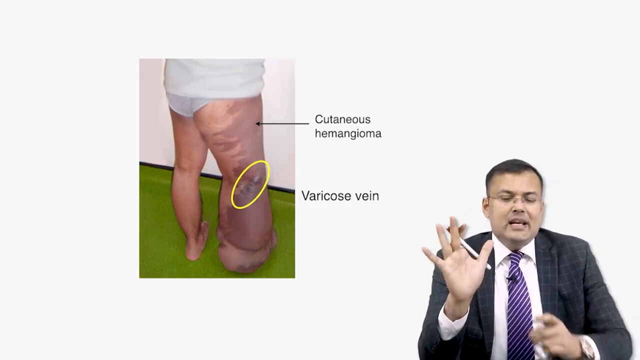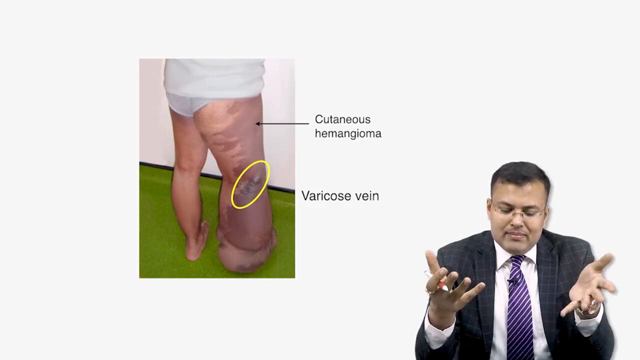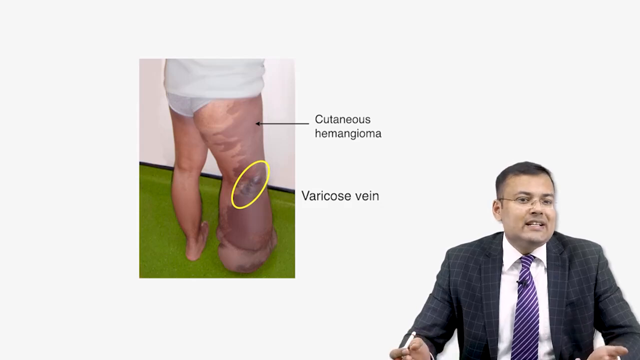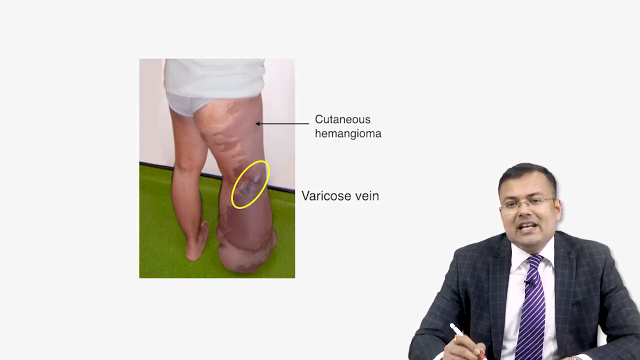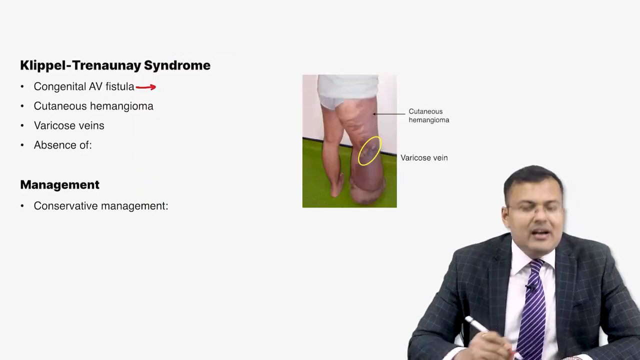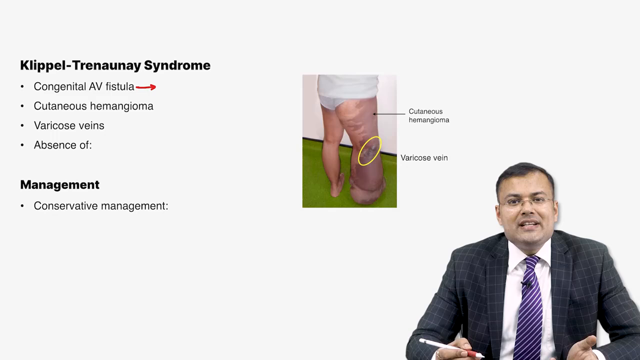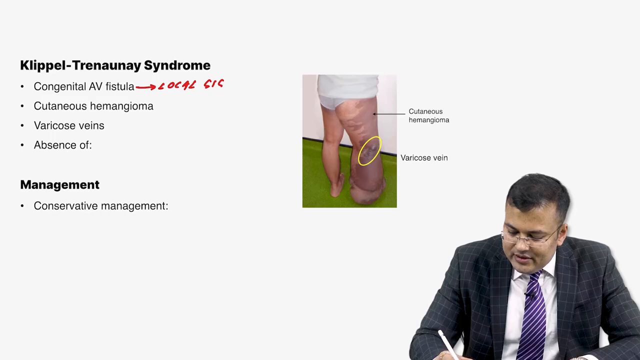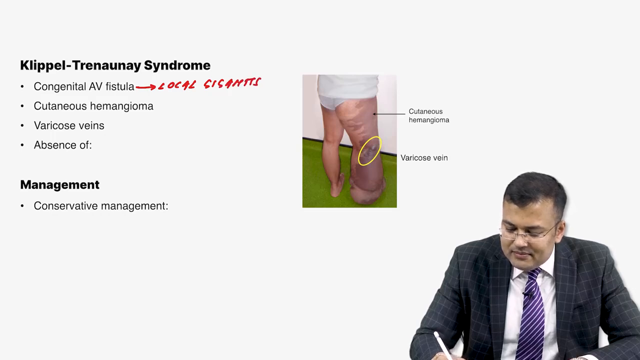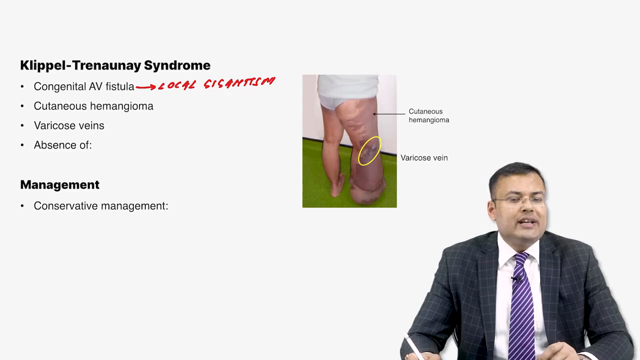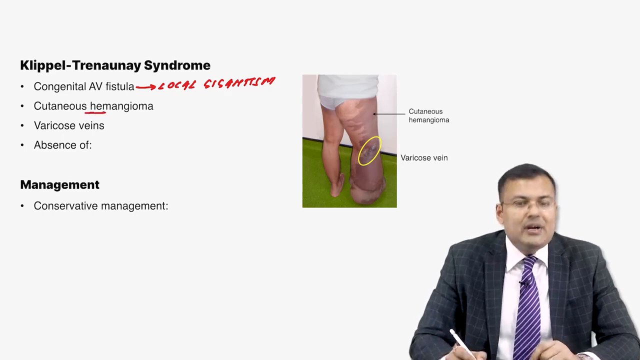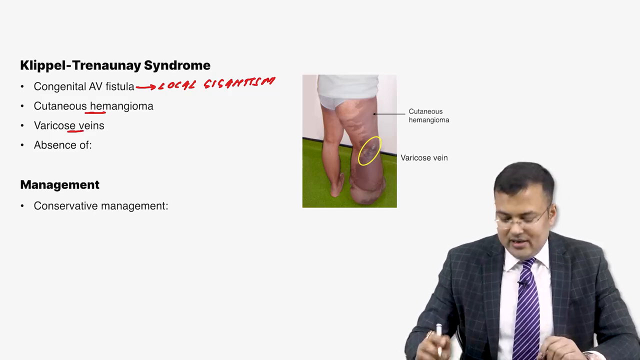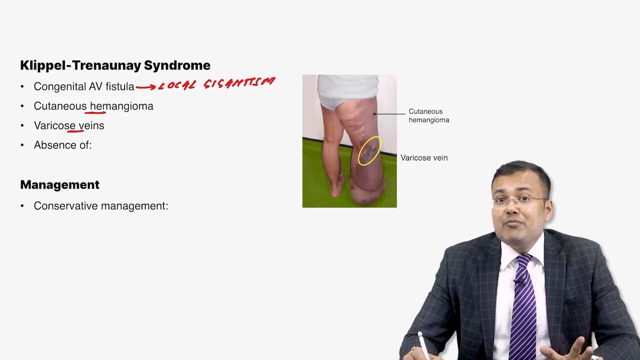And if in any limb there is AV fistula, you know what happens? There is hypertrophy of involved extremities. That is known as local gigantism. So because of congenital AV fistula, there is hypertrophy of involved extremities and it leads to local gigantism. Clear? Next, patient is having cutaneous hemangioma, patient is having varicosity because of AV fistula, and typically here there is absence of deep venous system.